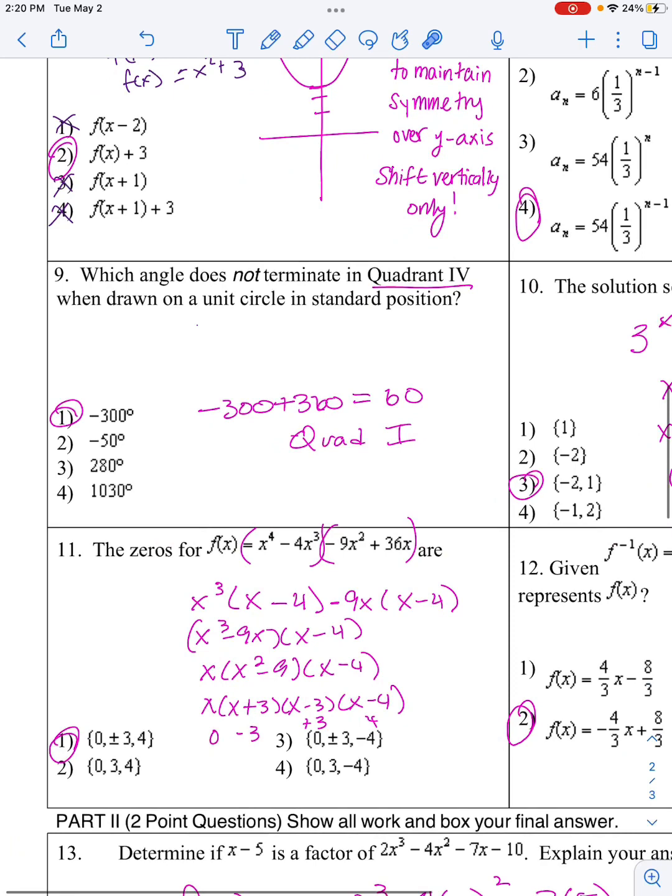Okay, next one. What does not terminate in the 4th quadrant? So if we're trying to find coterminal angles, because coterminal angles plus or minus 360 will tell us what quadrant those values lie in. So negative 300 plus 360 is going to equal 60, which is in quadrant 1. So it will not terminate in quadrant 4.